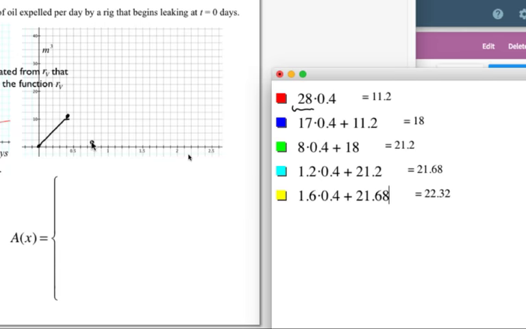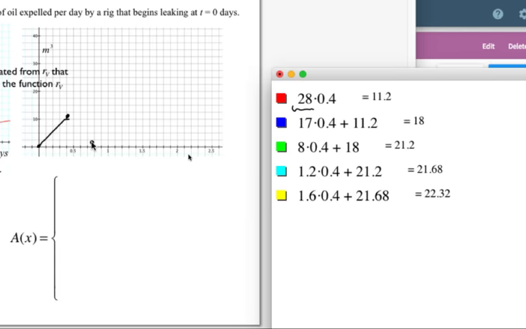It's going to take me too long to draw all those points, so we just sweep. And what does that represent? It represents all the correspondence points of time in days and amount of oil from 0 to 0.4 days. So that's a bunch of points. Time in days and amount of oil spilled into the ocean.